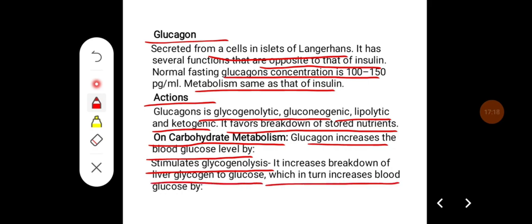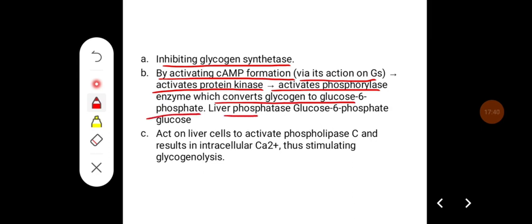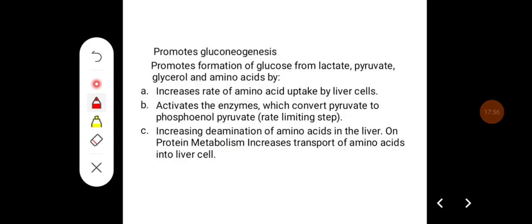This in turn increases blood glucose by inhibiting glycogen synthase and by activating cyclic AMP formation via its action on G proteins, which in turn activates protein kinase and activates the phosphorylase enzyme, which converts glycogen to glucose 6 phosphate, and glucose 6 phosphatase converts it to glucose. It also acts on liver cells to activate phospholipase C, resulting in increased intracellular calcium, thus stimulating glycogenolysis.